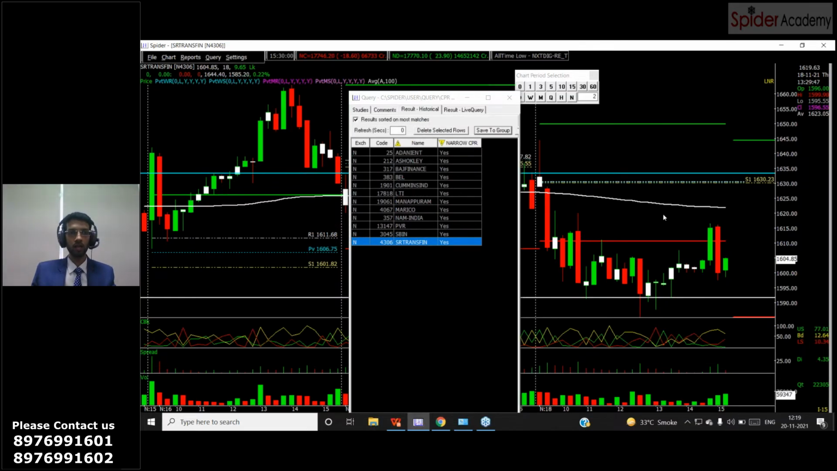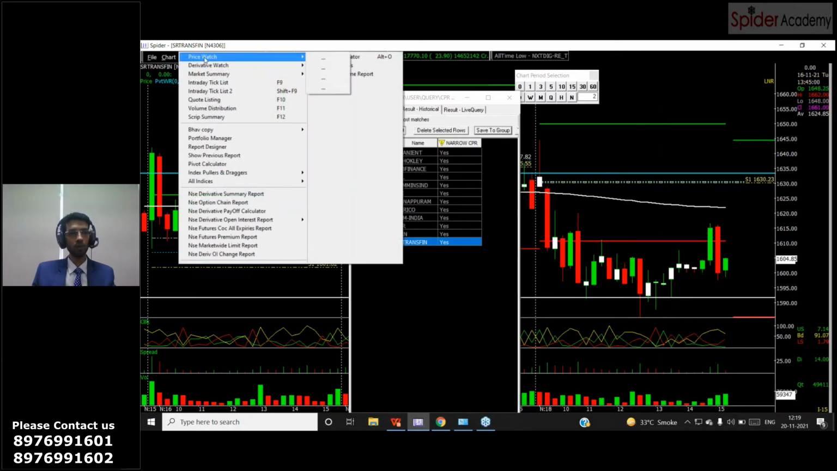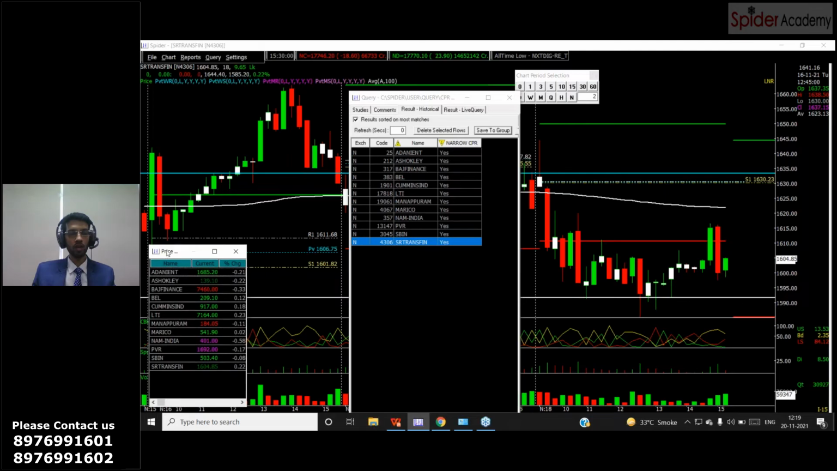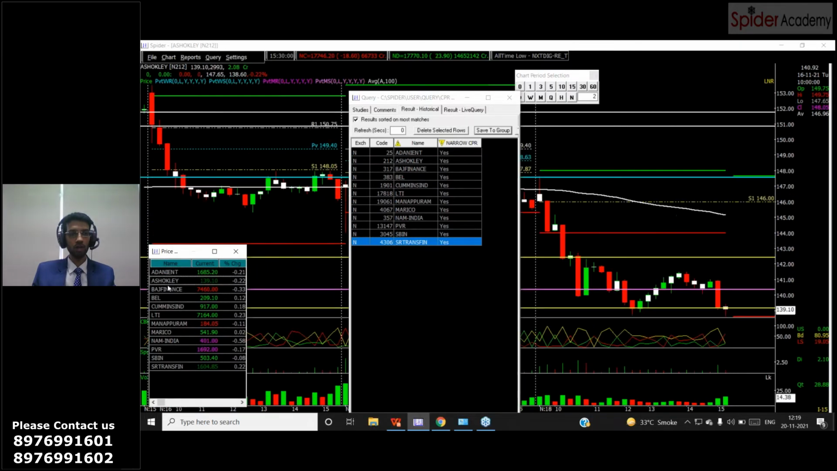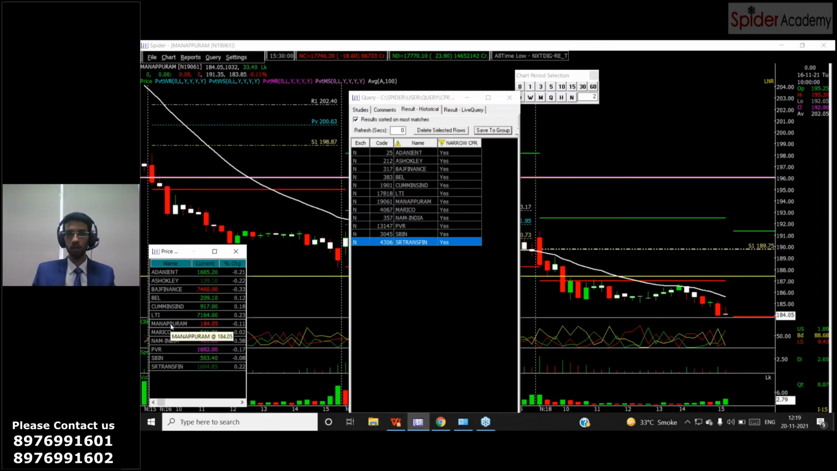Two ways, like you can open a price watch. You can go to repos, you can open price watch, and you can click on that, and you can open the CPR group. So indirectly you can click on each and every stock, and you can monitor every stock of that group for that particular day.